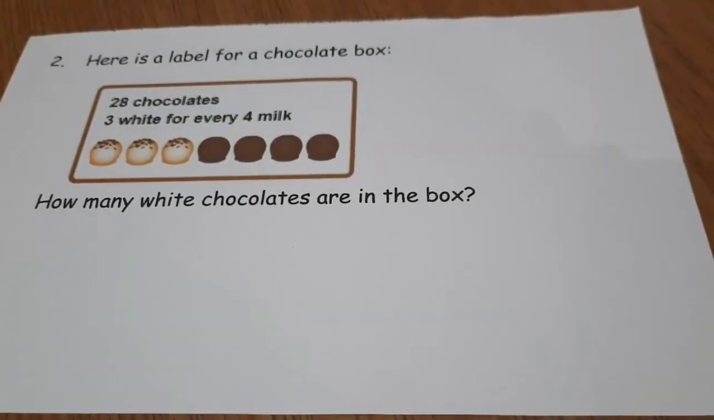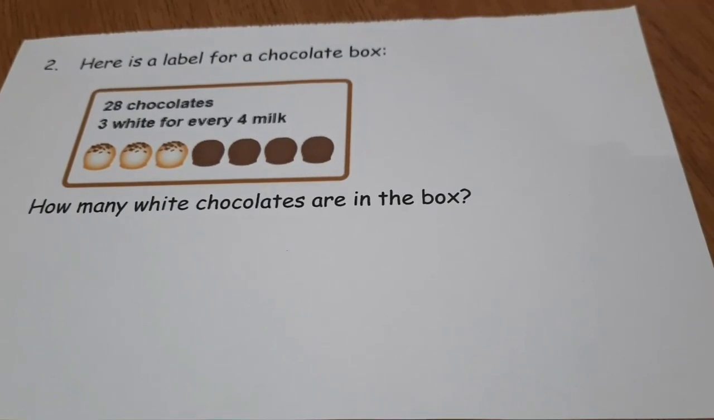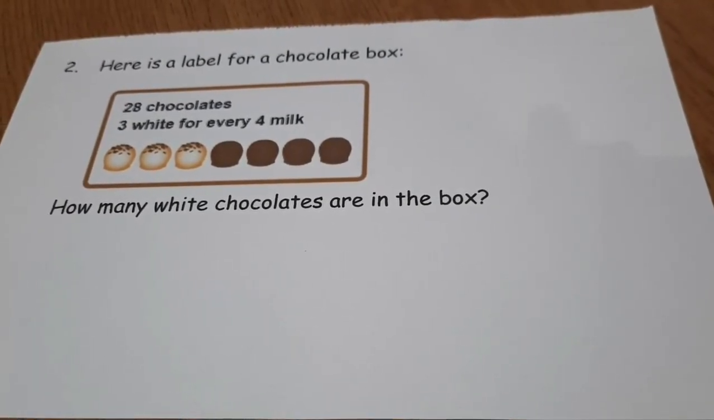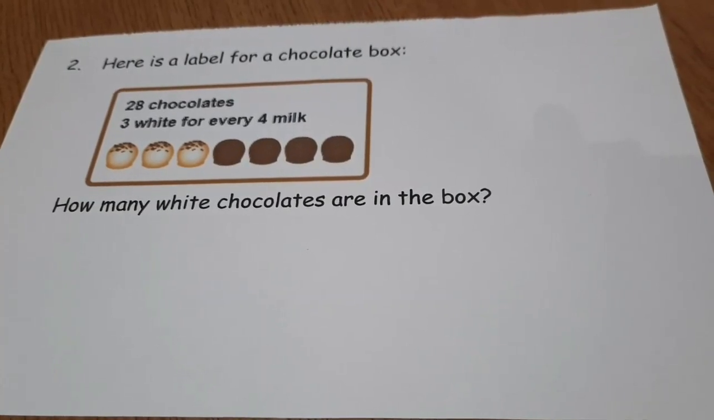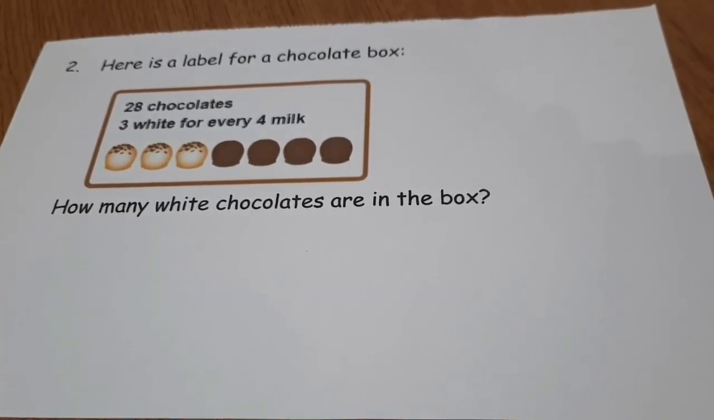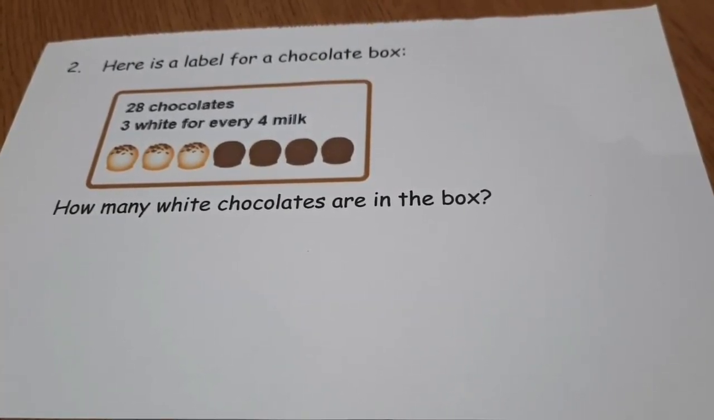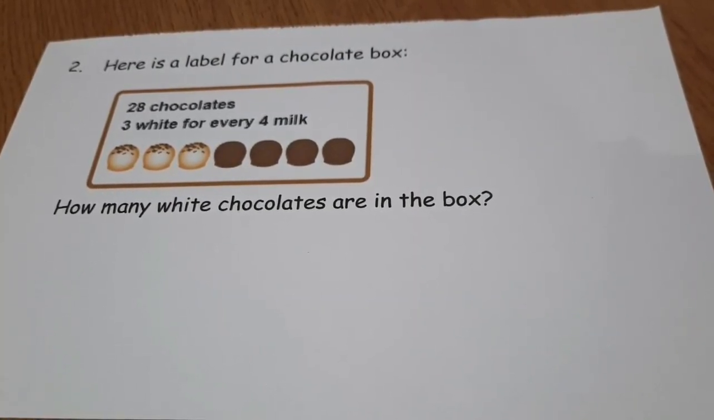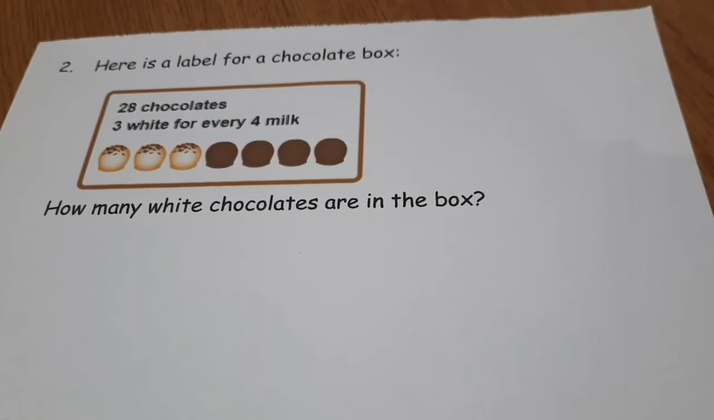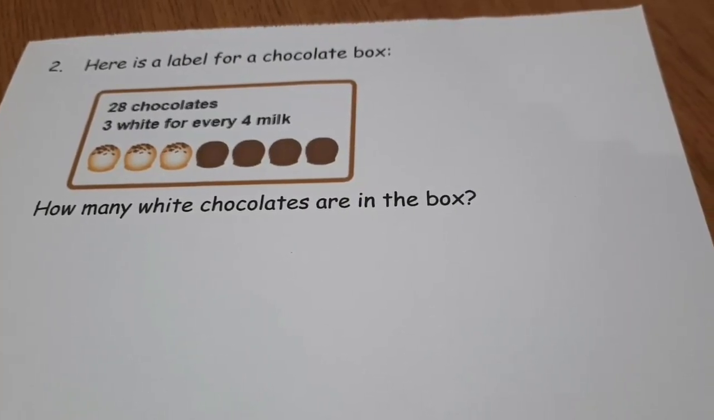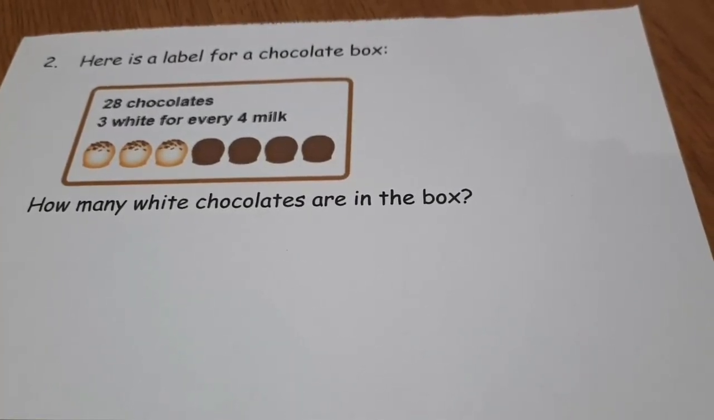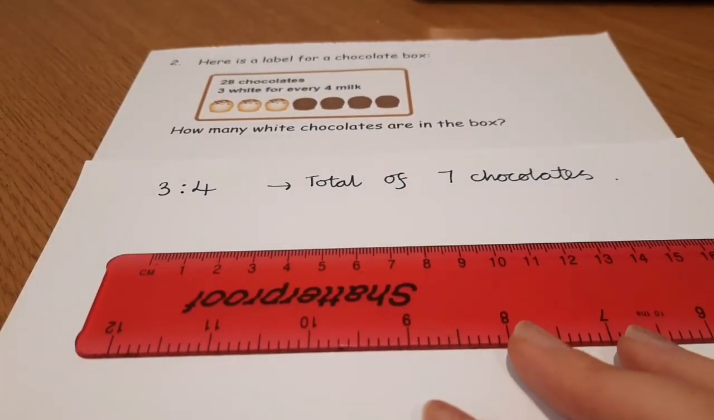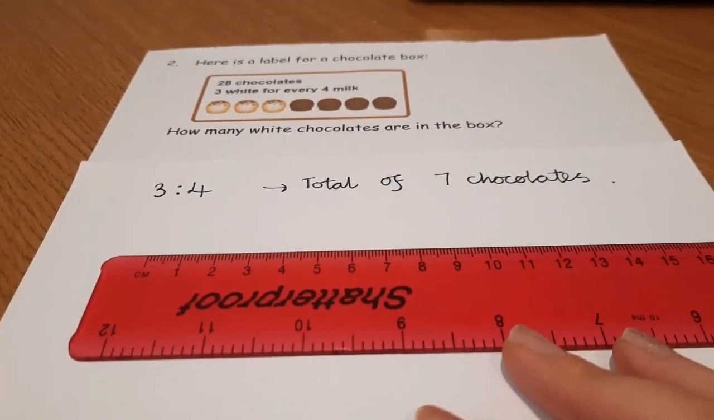Right, so I suggest that we do this one together as well because this question is a little bit more challenging. So we can see we've got a label for a chocolate box. There are 28 chocolates in total, and it says that there are 3 white chocolates for every 4 milk chocolates. So how many white chocolates are there in the box? Right, so the first method I'm going to show you is the bar model method.